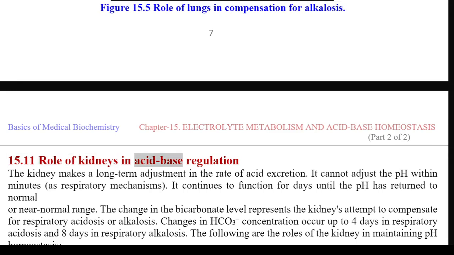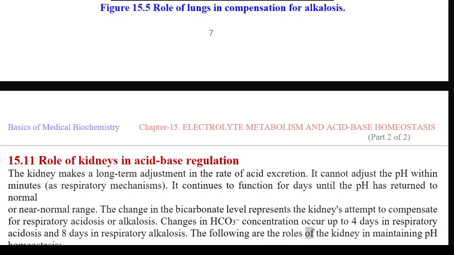15.11 Role of kidneys in acid-base regulation. The kidney makes a long-term adjustment in the rate of acid excretion. It cannot adjust the pH within minutes, as respiratory mechanisms can. It continues to function for days until the pH has returned to normal, or near normal range. The change in the bicarbonate level represents the kidney's attempt to compensate for respiratory acidosis or alkalosis. Changes in HCO3 concentration occur up to 4 days in respiratory acidosis and 8 days in respiratory alkalosis.